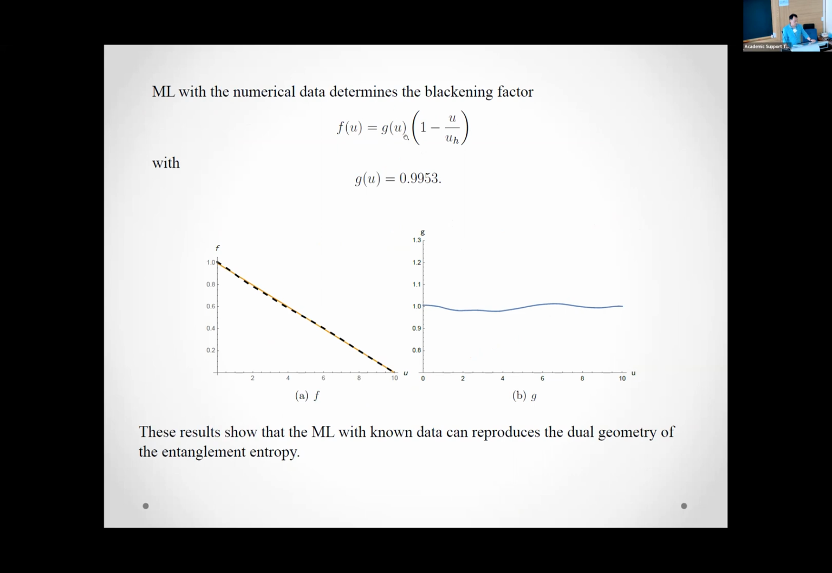Here we want to determine this regular function. In this case, the machine learning result gives this result. This is numerical data that is almost the same. It's almost constant near 1. The exact value should be 1. So this is well matched.